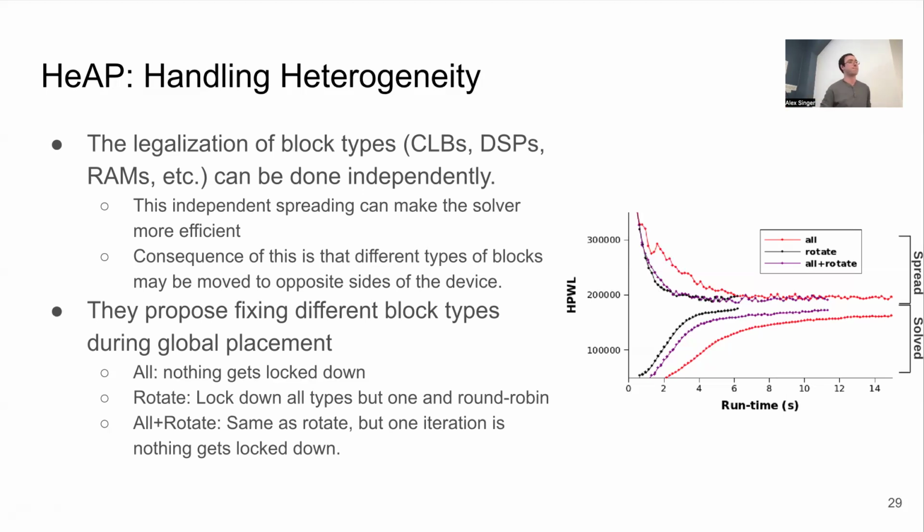Why do you think fixing the blocks in all plus rotating actually helps with that? The idea is that eventually these are going to get locked down. What you're saying is, imagine I lock these down right now, and let's say we had a ton of CLBs. If we're assuming the DSPs and RAMs are in a particular place, the CLBs will make a different decision than if everything's moving at the same time.